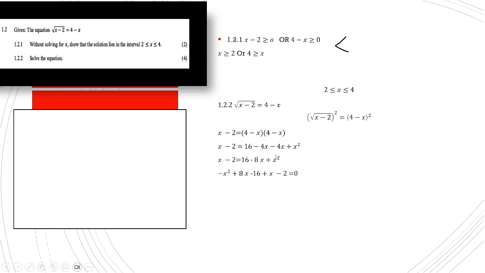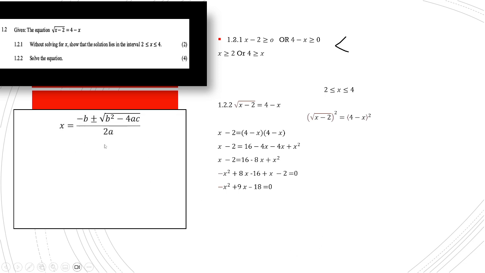So here we also need to collect the like terms first before we do anything, which is we drop the x squared because negative x squared doesn't have a like term. Then positive 8x plus x, which gives us 9x. Then minus 16 minus 2, which gives us negative 18, which is equal to 0. Then you can see this is the standard form of our quadratic equation. You can factorize it, or you can use the quadratic formula to find the value of x. But the easy and simple way is to use the quadratic formula.